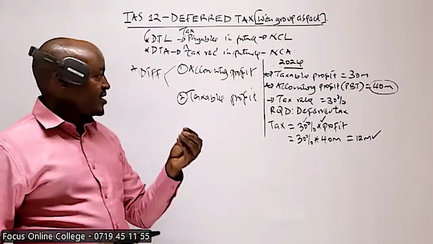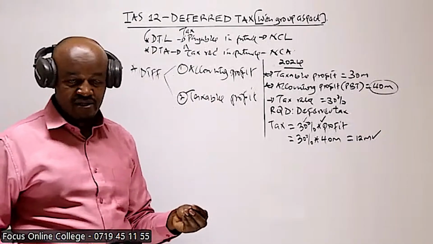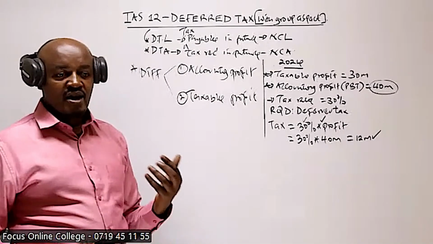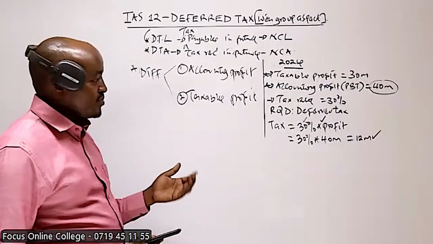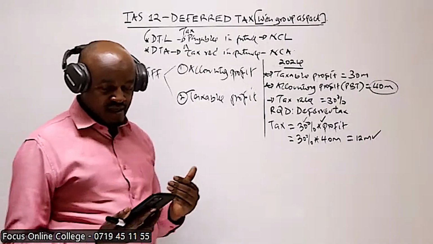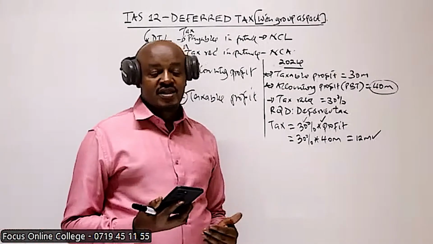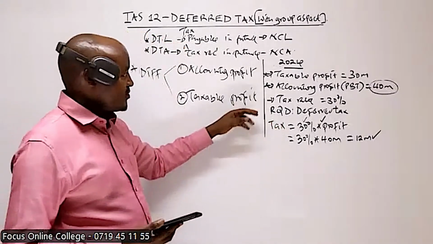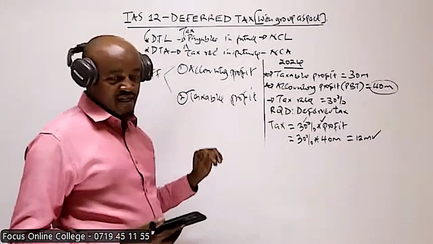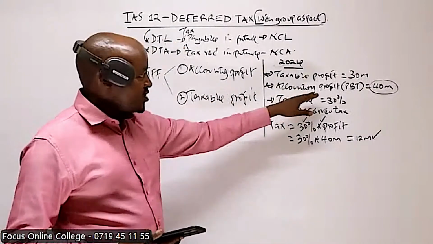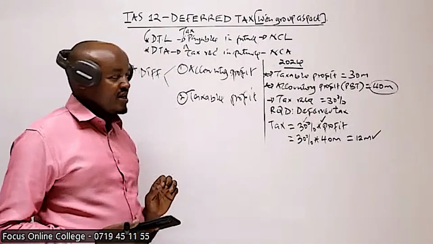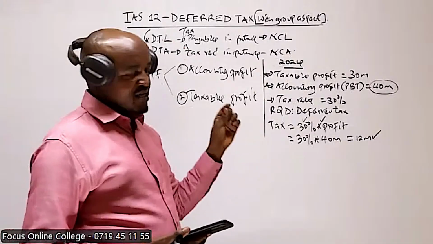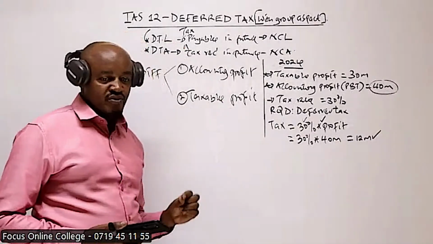Accounting policies include things like the methods of depreciation, how the company is depreciating its assets, and so on. So if these two profits are different, that will give rise to deferred tax. In this small illustration, we assume the taxable profit of the company is 30 million. The accounting profit, or the profit before tax, is 40 million. The tax rate applicable to this company is 30%. And then you are required to compute the deferred tax.